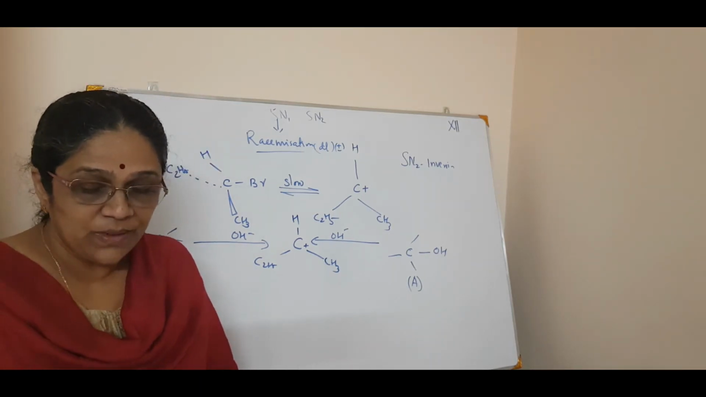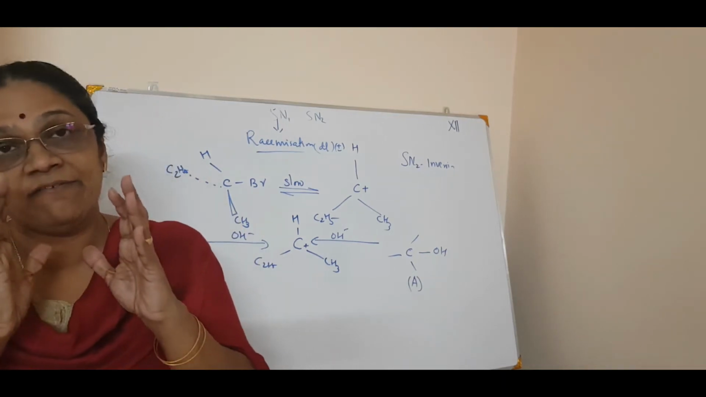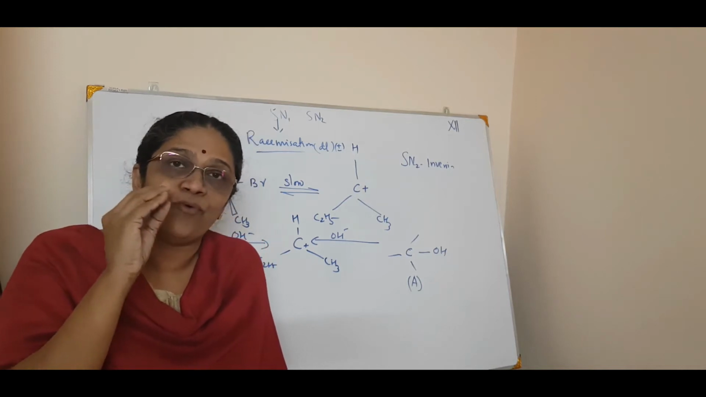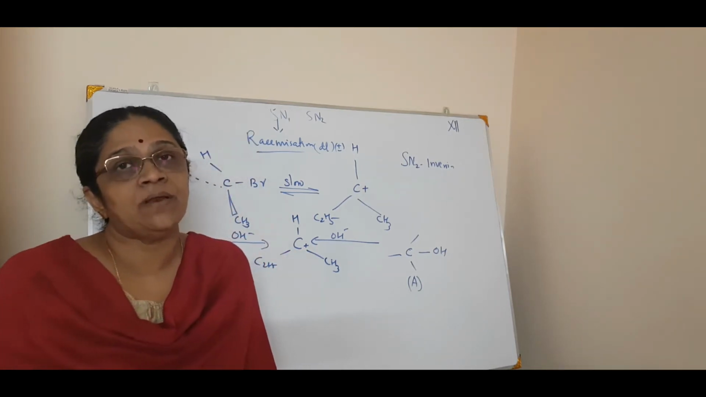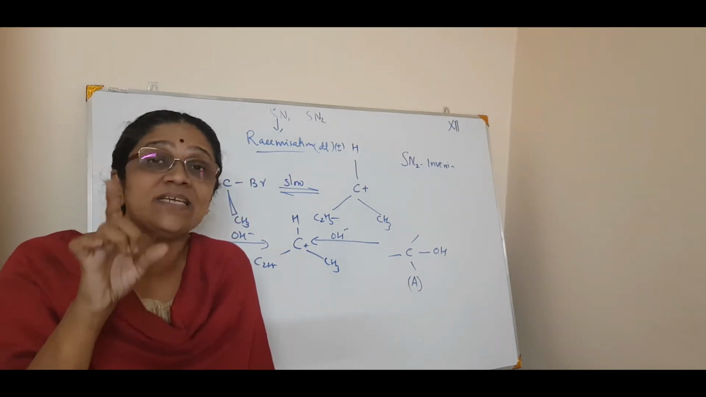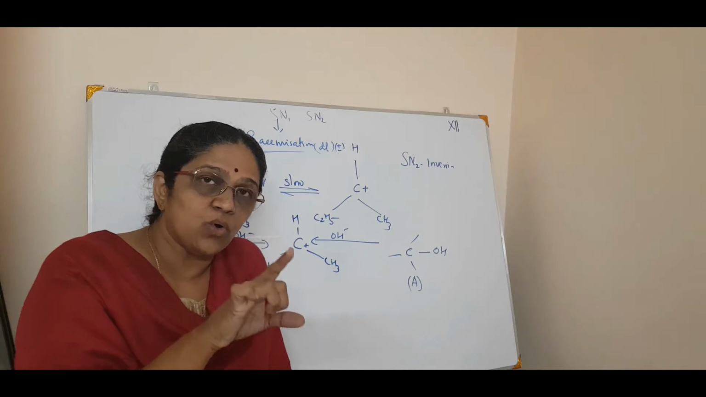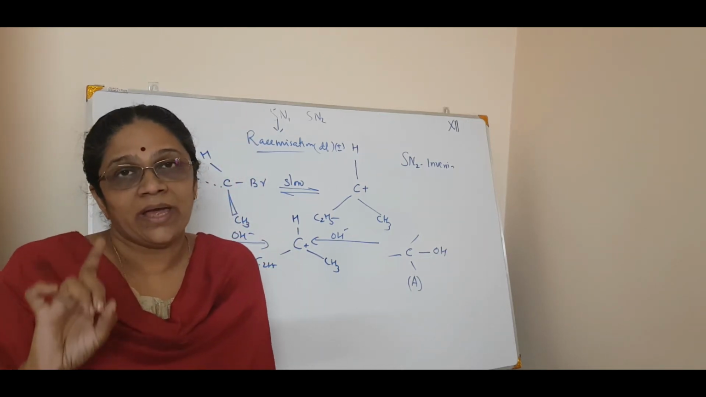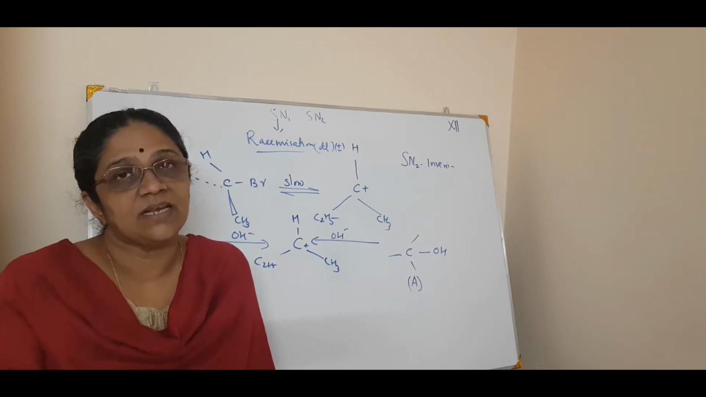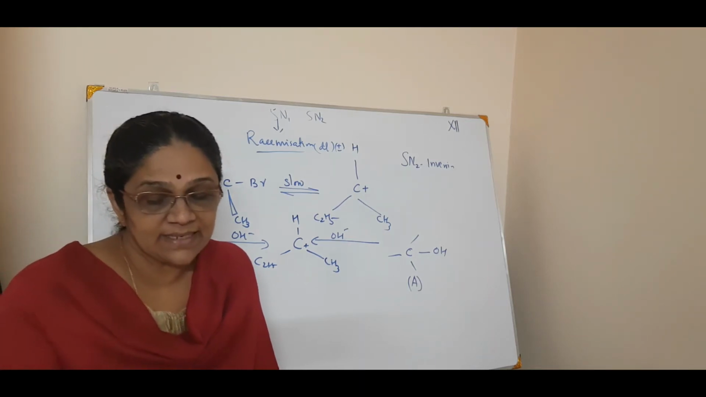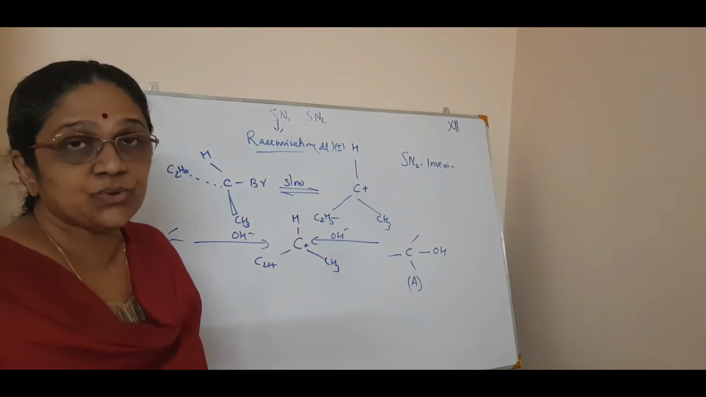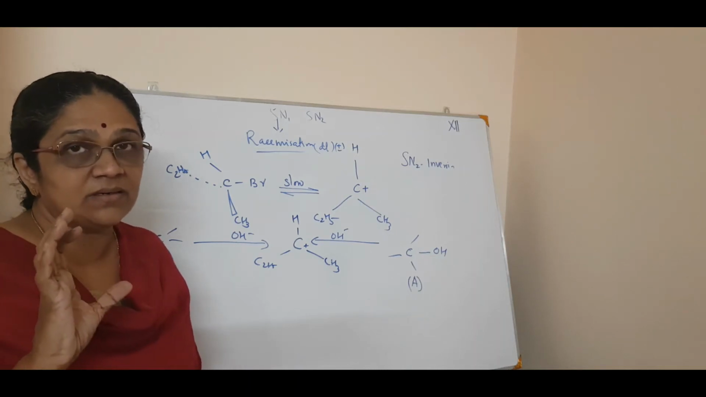So that is why we say for optically active alkyl halides or haloalkanes, the SN2 mechanism always follows an inversion of configuration, whereas the SN1 mechanism follows racemization. Clear? So that is the mechanism behind optically active compounds in SN1 and SN2. So I hope you are clear with that.